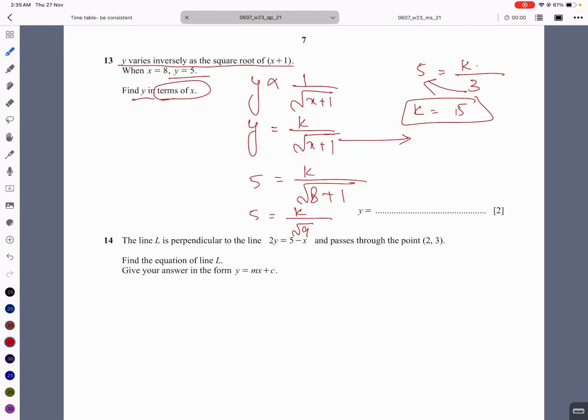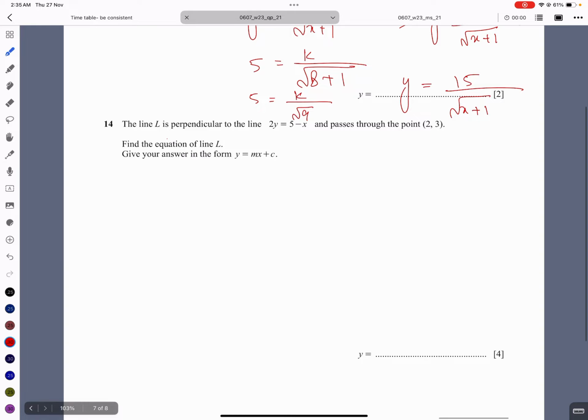Using the same equation, you will just put y is equal to 15 over under root x plus 1. Y in terms of x means in your answer y should be present and x should also be present. So this will be the answer. Now they are saying line L is perpendicular to the line, and passes through this point. Find the equation of line.